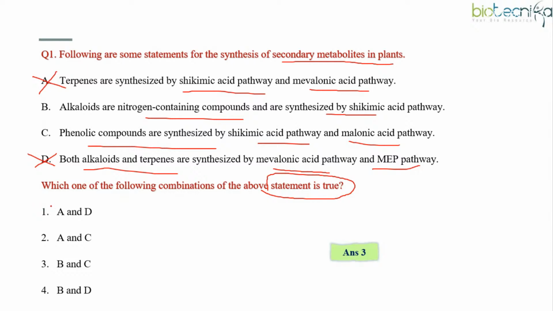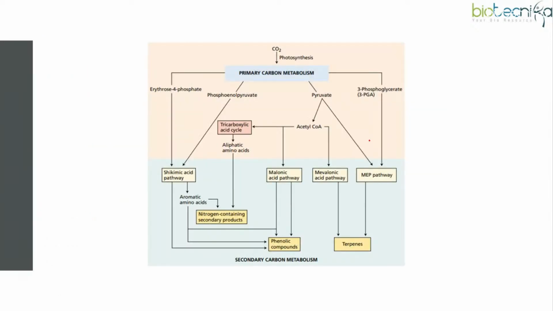Let's find out how. So this is the overall pathway that leads to the production of secondary metabolites. So you can see primary carbon metabolism produces many intermediates, right? We have erythrose 4-phosphate, we have PEP, phosphoenol pyruvate, then we have pyruvate and then 3-phosphoglycerate. So it is through these intermediates that we develop different pathways that lead to the production of different secondary metabolites.